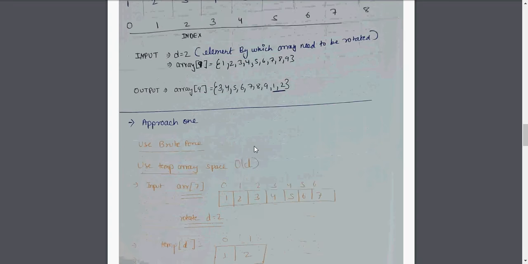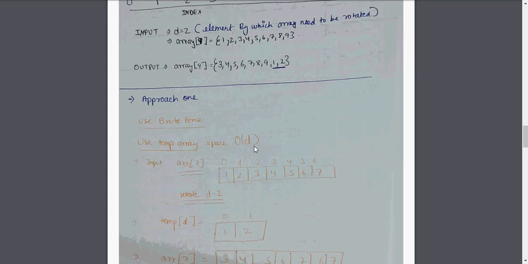So it's a quick summary of our approach. In approach number 1, we did a brute force approach, where we take a temporary array, and the size of that temporary array was order of d. For example, you can take an array of size 7. We want to rotate this array by 2. So we took a temporary array of size 2.